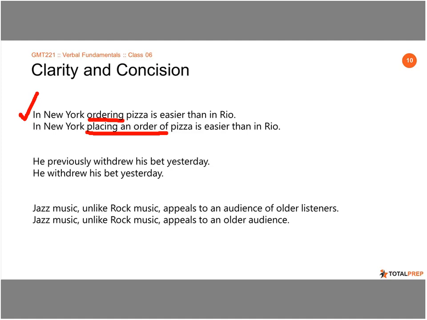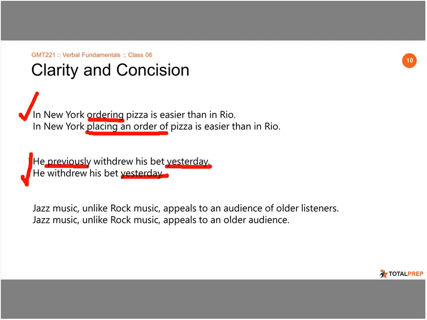He previously withdrew his bet yesterday. He withdrew his bet yesterday. The first part, previously and yesterday, they mean the same thing. It's redundant. Together they are redundant. So: he withdrew his bet yesterday.